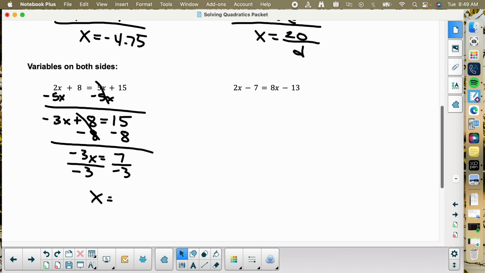So if I didn't have a calculator, I would write the answer as negative 7/3. Like a fraction. So you can always write an answer as a fraction if you want. You guys are allowed to use calculators on everything, so I would never mark it wrong if you changed this to a decimal. I would definitely be okay with that.